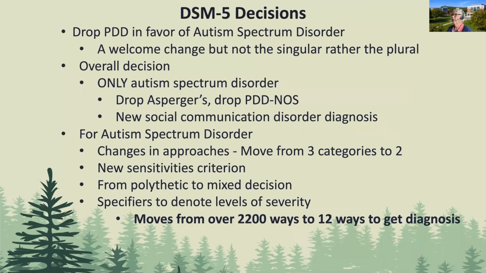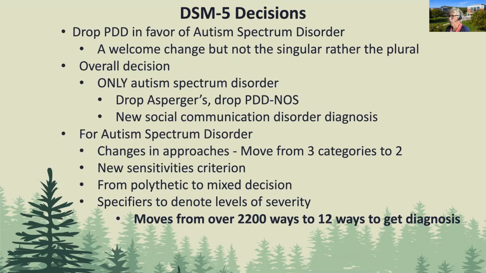So the DSM-5 decisions: we dropped PDD in favor of autism spectrum disorder. This is a very welcome change. But let me point out that this is autism spectrum disorder, not disorders, and a spectrum, of course, should imply disorders. Of the overall decisions that were complicated, we only had autism spectrum disorder. We dropped Asperger's, we dropped PDD-NOS. We have a new communication disorder, social communication disorder. It only works for some children because it's a communication disorder. It doesn't work for children who have repetitive behaviors, for example.